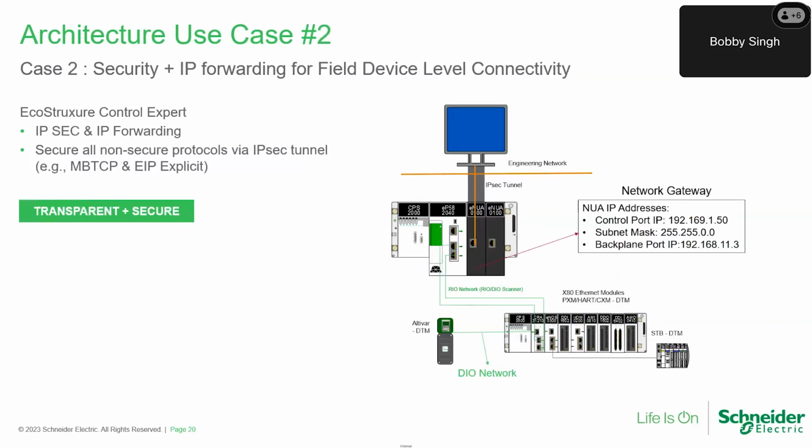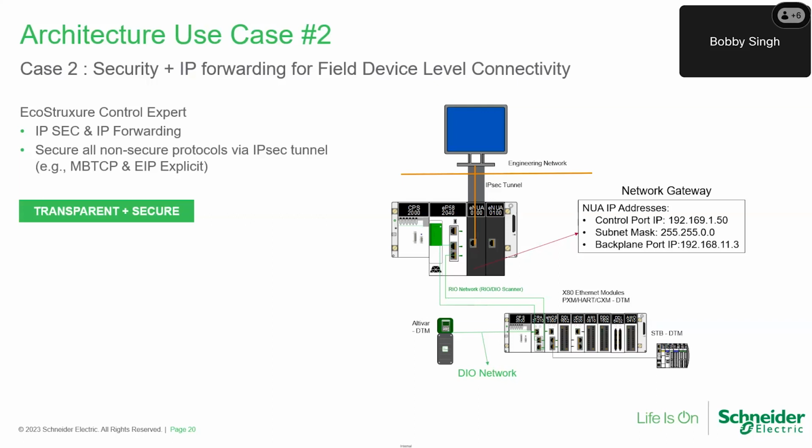Let's move on to use case 2. In use case 2, you can access field devices that are part of M580 distributed I/O over the secure IPsec tunnel that we talked about in use case 1. I will demonstrate how easily we can access a VFD Altivar 630 process drive from an engineering workstation that is on a different isolated network. This is easily achievable with built-in IP forwarding in the NUA module.